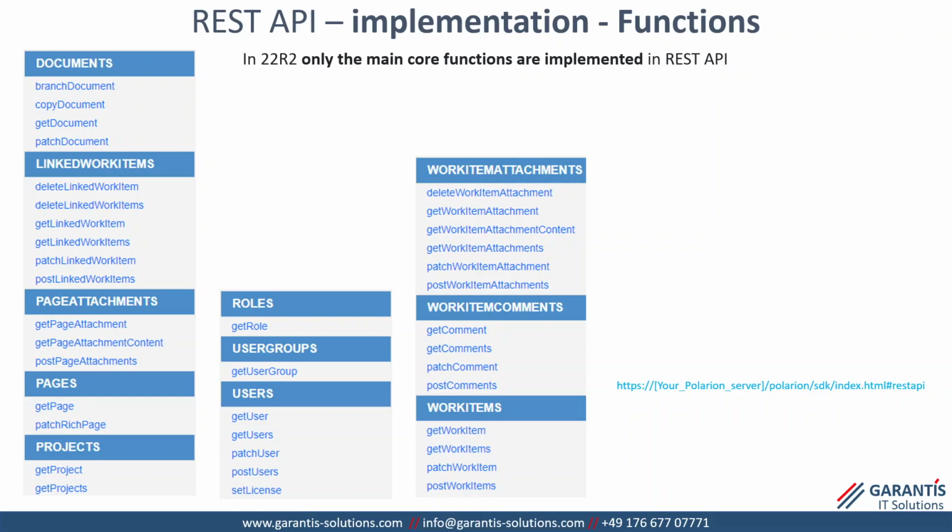So we can see they are separated into document section, linked work item section, page attachment, pages, projects. We can get the project roles for the users, user groups and users, attachments of work items, and some functions for work items themselves, like get work items and patch work items. More functionality will come with every new release of Polarion. It means in spring 2023, and also later in the next releases, the REST API functionality will grow.